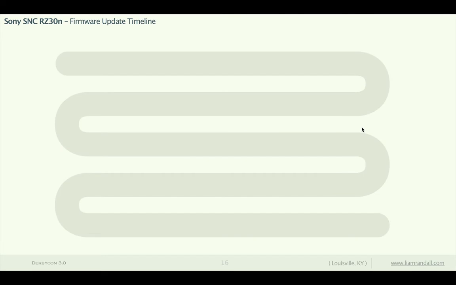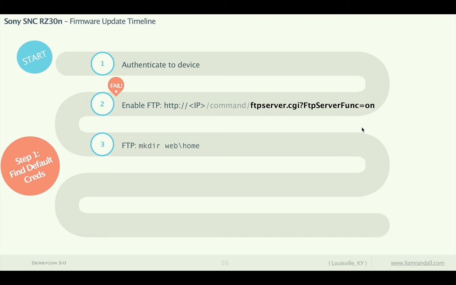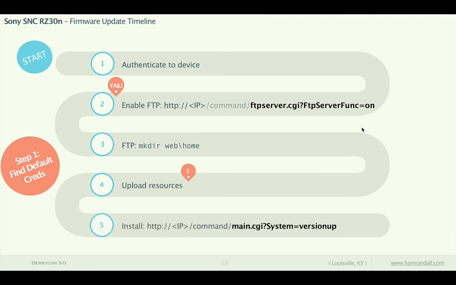So let's take a walk through how the firmware in this device is updated. Again, what we're starting with today is finding a device that has default credentials. So the first thing you do is simply authenticate to the device. Then, checking the IP, you can use the CGI commands to remotely turn the FTP server on or off. So if I wanted to upload my payload, I would obviously turn that on. I then FTP to the device, create a web home directory, and upload whatever I want the device to end up with. I go ahead and push my resources up, and then I make another CGI call, and then boom, I own this camera.